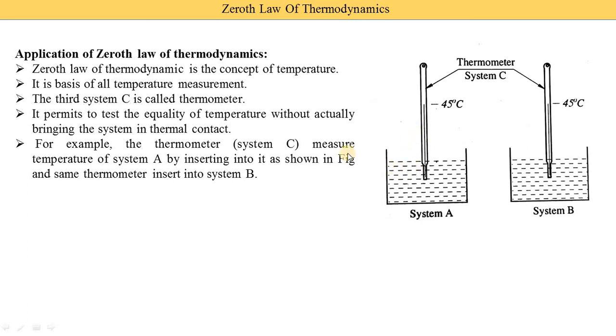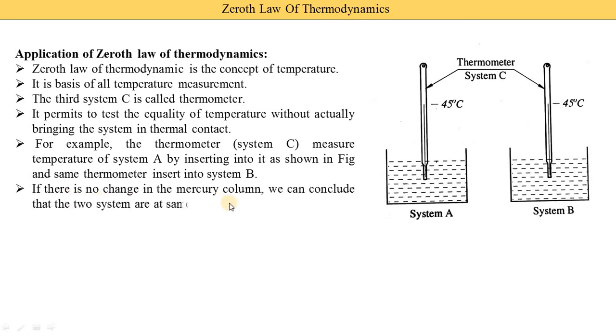For example, the thermometer, meaning system C, measures the temperature of system A by being inserted into it, as shown in this figure, and the same thermometer is inserted into system B. If there is no change in the mercury column, we can conclude that the two systems are at the same temperature. First we insert the thermometer in system A and record the level of mercury. Then we remove the thermometer, system C, from system A and insert it in system B, and we see that there is no change in the level of mercury. That means they are in thermal equilibrium with each other.